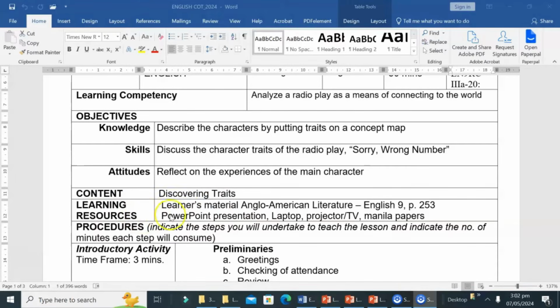Then learning resources. I have written there the learning resources, even the laptop and the pages, the manila paper, and the things that I will be using. This lesson plan is very useful if you are talking about stories in class.